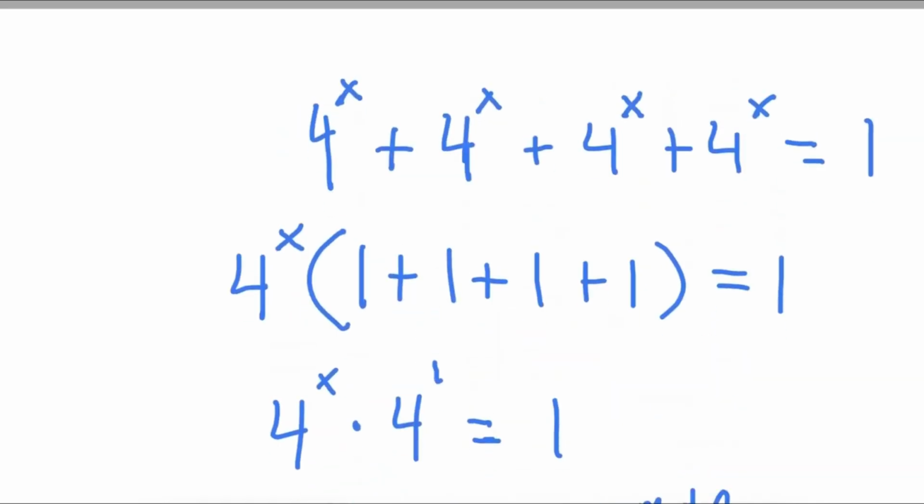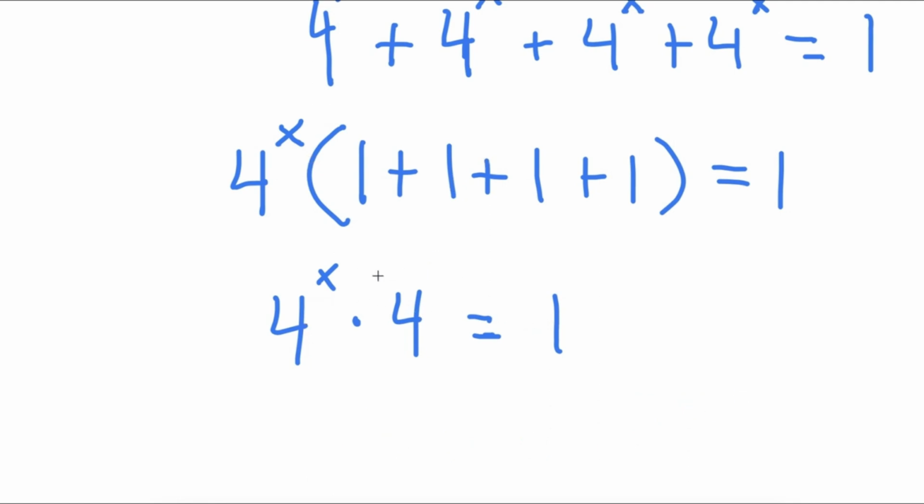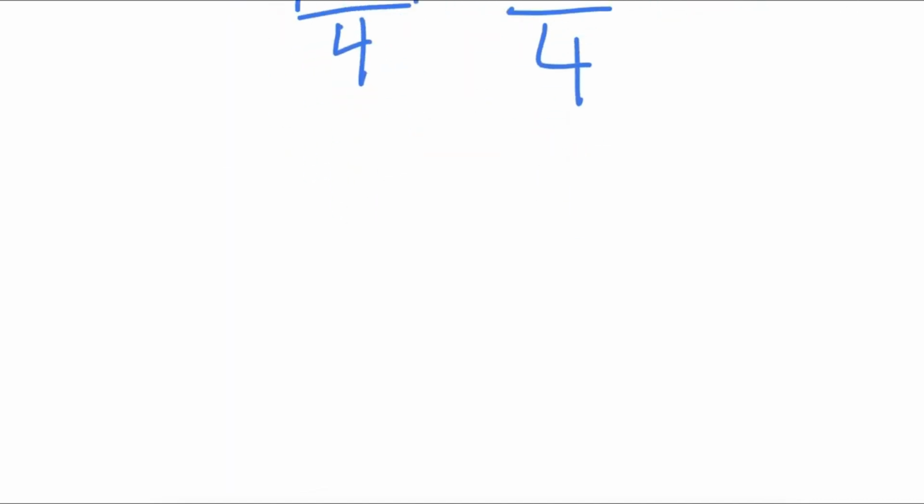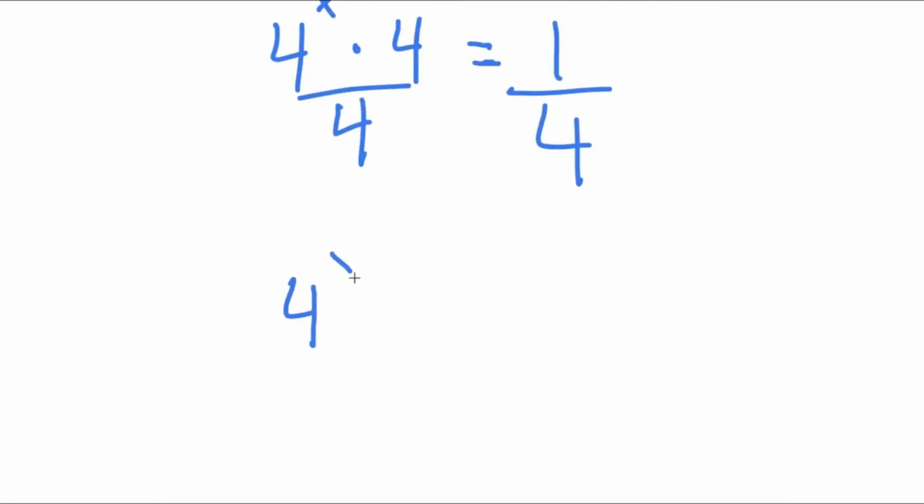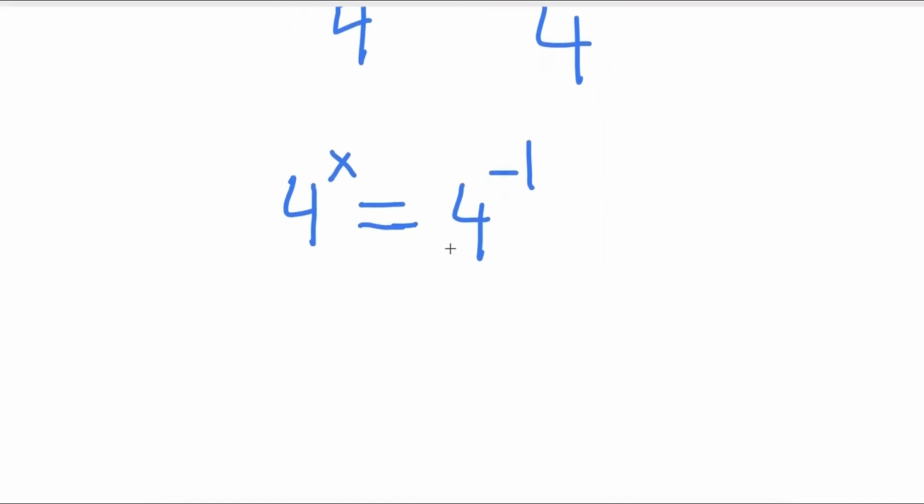Now, another method we could have done here is, as you see, we have 4 to the power of x times 4 is equal to 1. So what we could have done instead is divide both sides by 4. So now, I have 4 to the power of x is equal to 1/4, which is the same thing as 4 to the power of -1. So now, remember, if a to the power of m is equal to a to the power of n, that means that this is equal to this, meaning x is equal to -1.